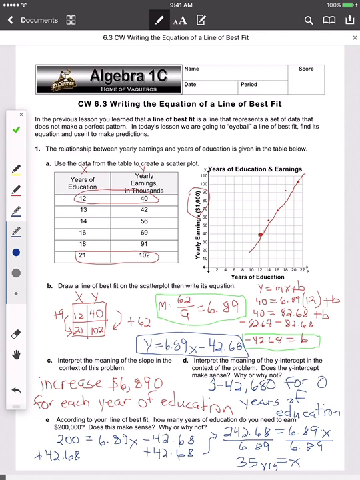Okay. So do you think that makes sense that somebody needs 35 years of education in order to make $200,000? And I'd say it's very highly unlikely that somebody's spending 35 years in school just to make $200,000.